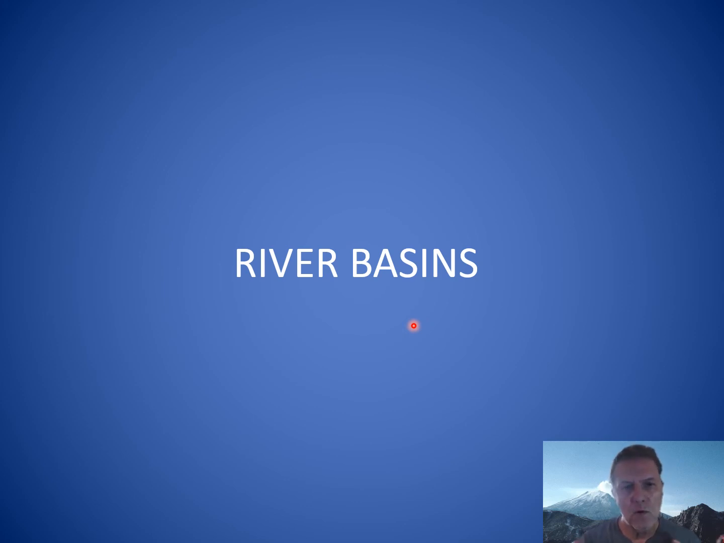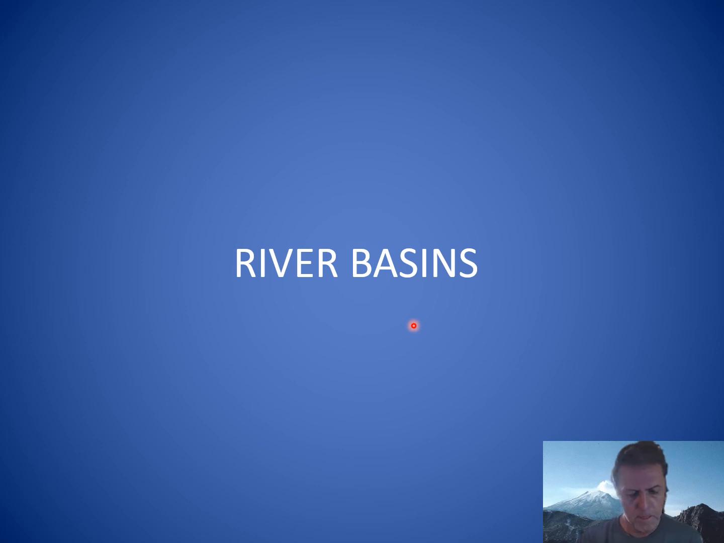Let's talk about river basins. So we're going to expand our point of view to look at not just individual streams, but many hundreds or even thousands of streams which make up a river basin. These are also called watersheds or drainage areas.